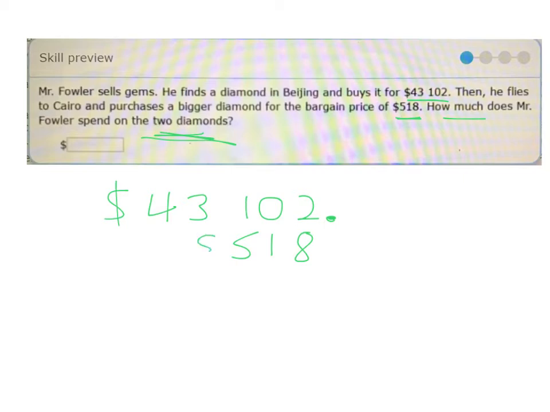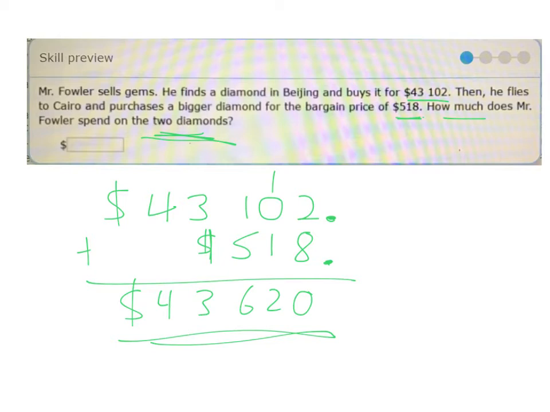So we have our numbers here, and then we're just going to add them together. 2 plus 8, so the decimal would be there, just like in our question. 2 plus 8 is 10, 0 down, 1 up. 1 plus 0 plus 1 is 2. 1 plus 5 is 6. 3 plus nothing is 3. 4 plus nothing is 4. Our answer would be $43,620. That is what he spent altogether on the two diamonds. This diamond's price plus this diamond's price equals the total amount he spent on the two diamonds.